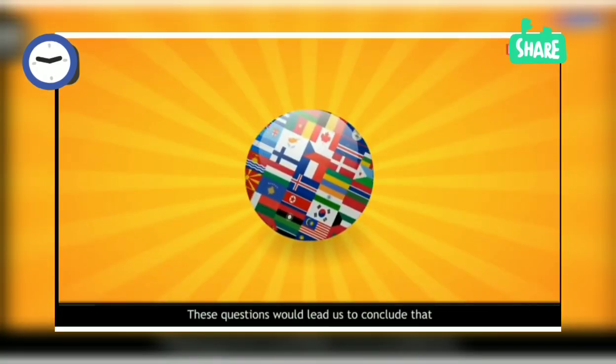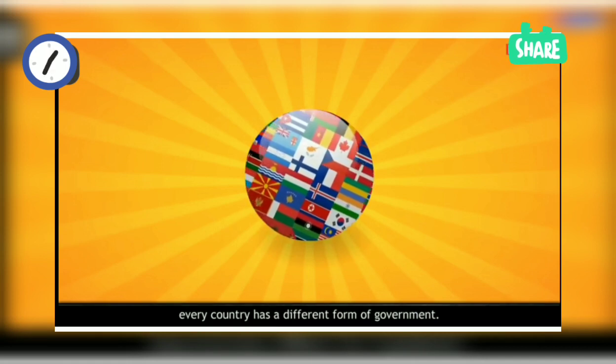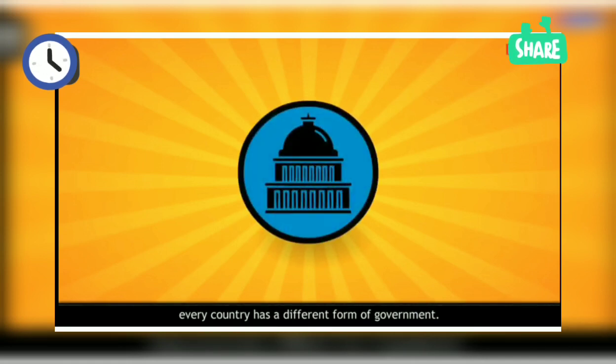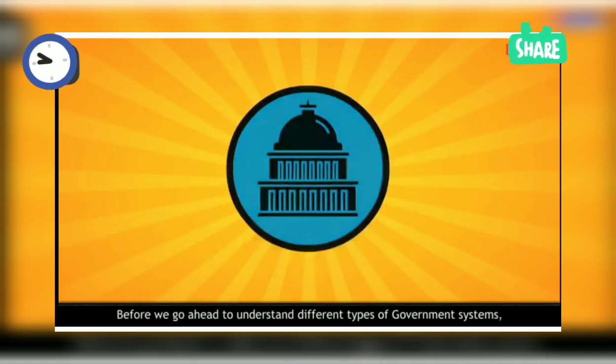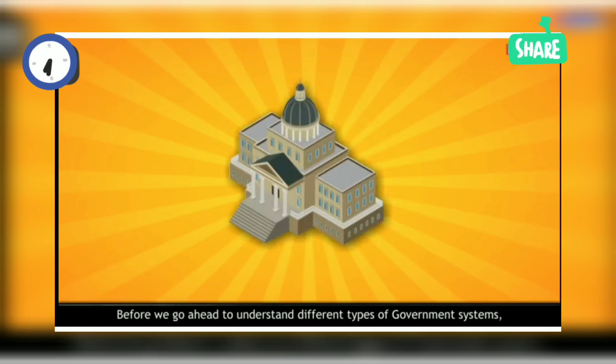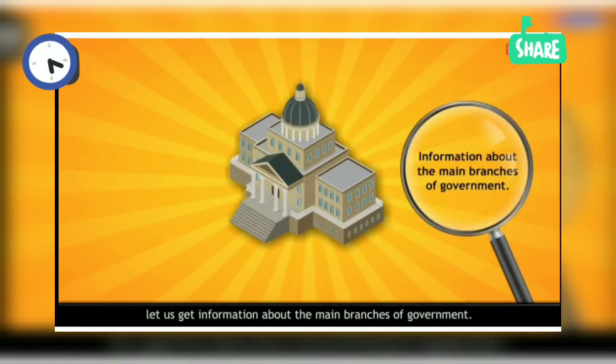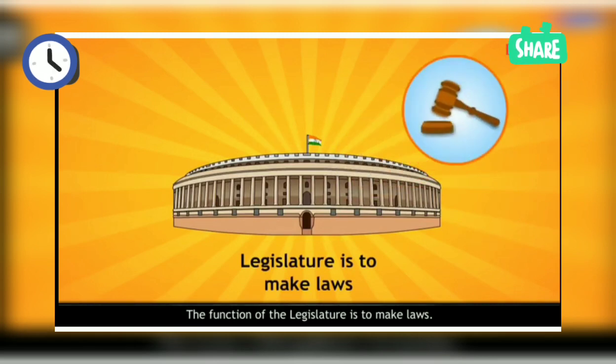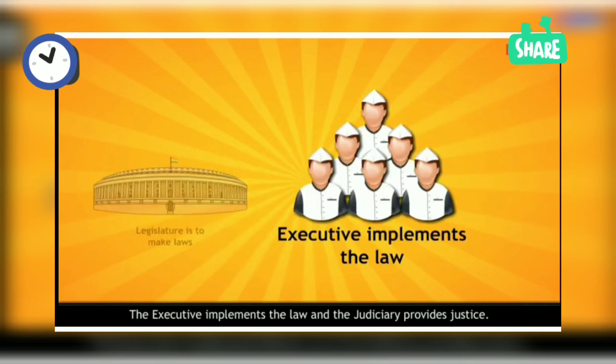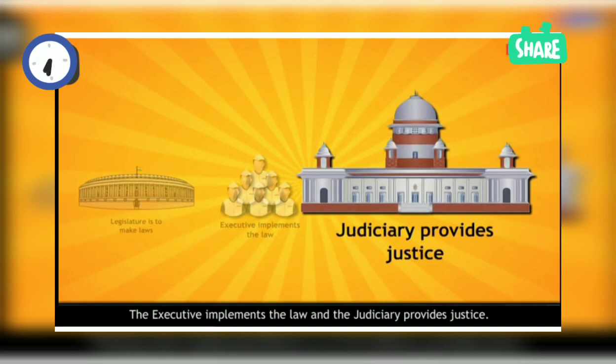These points will lead us to conclude all those questions which we have already raised, like what the parliamentary system of government and the presidential system of government are. Before we go ahead to understand different types of government systems, like the parliamentary or presidential system, we need to check out the main branches of the government, because that's very important. When I use the word legislature, you should remember that legislature are the people who will make the laws. Whereas when I take the name of executive, you should remember that executive are the people who will implement the laws given by the legislature.